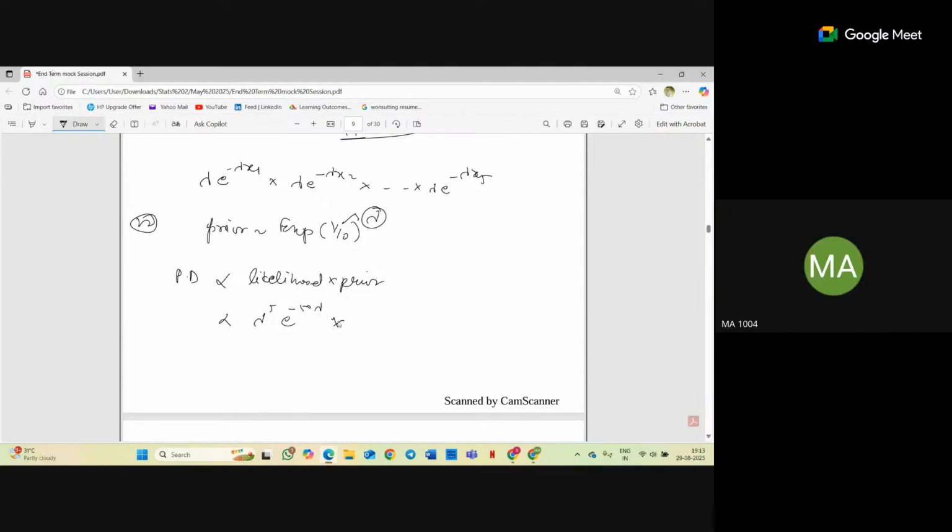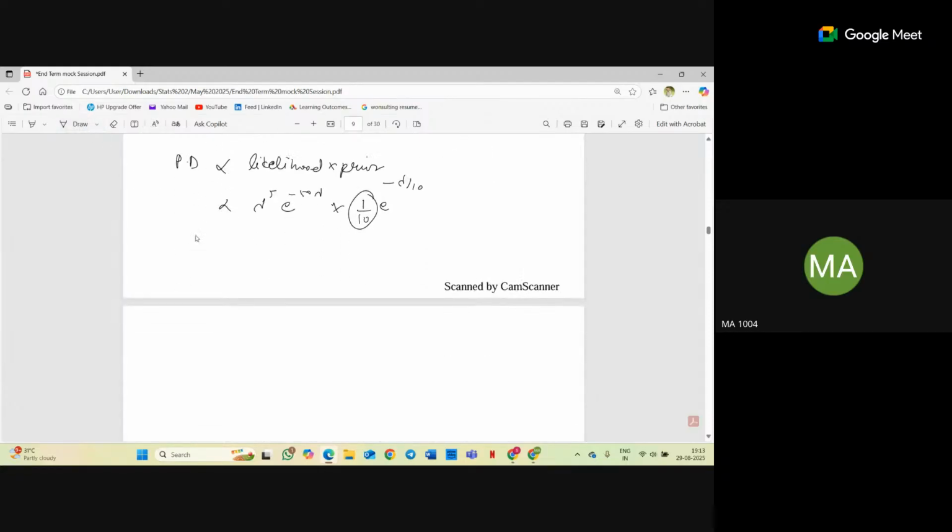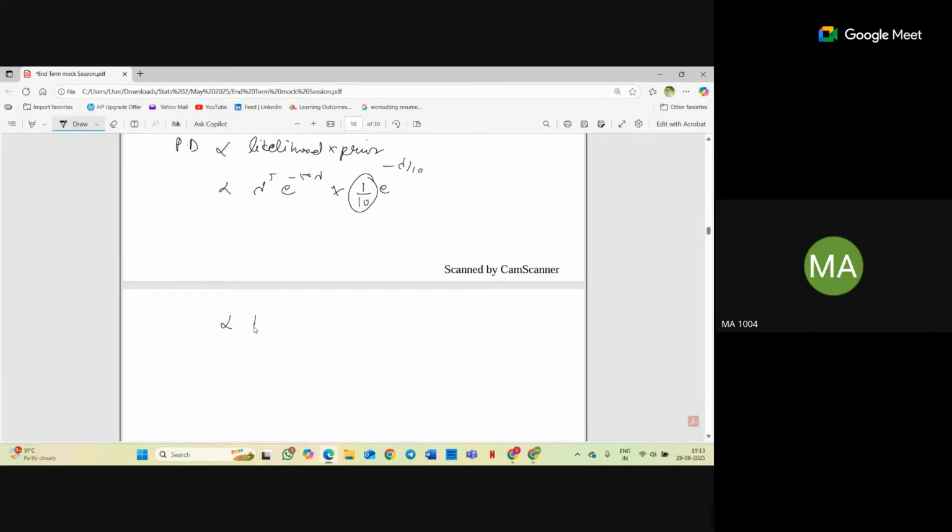And what is my prior? The prior would be 1 by 10 times e to the power minus lambda by 10. This 1 by 10 is a constant term, so we won't be taking it. So we would have lambda raised to the power 5 e raised to the power minus 50 lambda. Then why didn't we put 1 by 10 in the e raised to the power in place of lambda? We should have put 1 by 10, right?